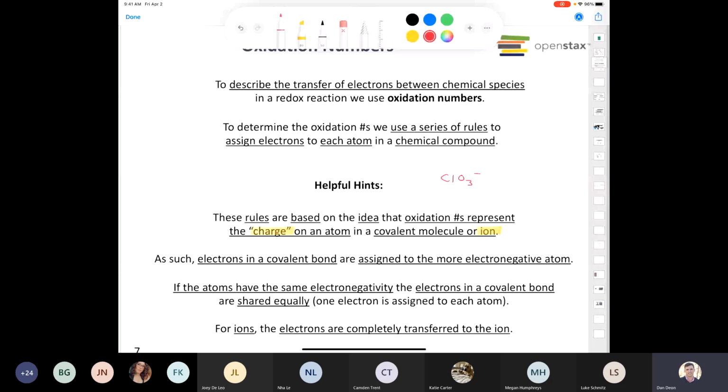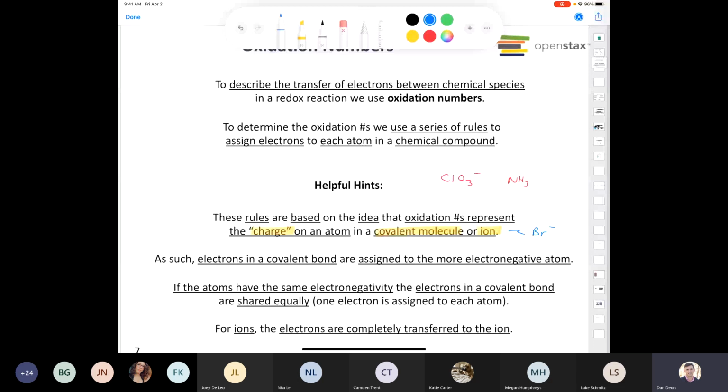So when we deal with a covalent molecule, like what if you had ammonia? Ammonia is a covalent molecule. Then I would say it also gets a little bit trickier than if we just have an ion, like, say, bromide. Then it's a little simpler. And how do we decide what the oxidation numbers are? Well, they're based on the electronegativity.